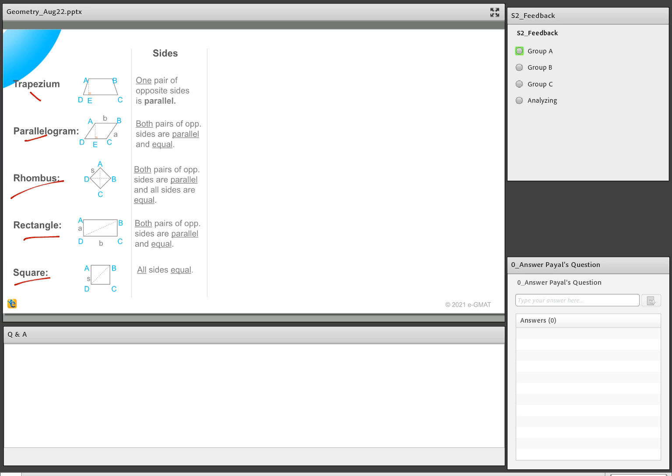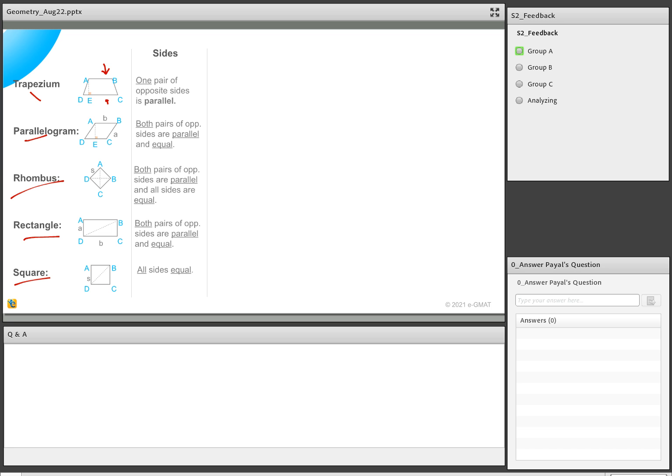We know that one pair of opposite sides are always parallel, this one and this one. Both of these sides would always be parallel to each other. For parallelograms, opposite sides are parallel. So AB would be parallel to CD, AD would be parallel to BC, right? So both pairs of opposite sides are parallel and equal to each other.